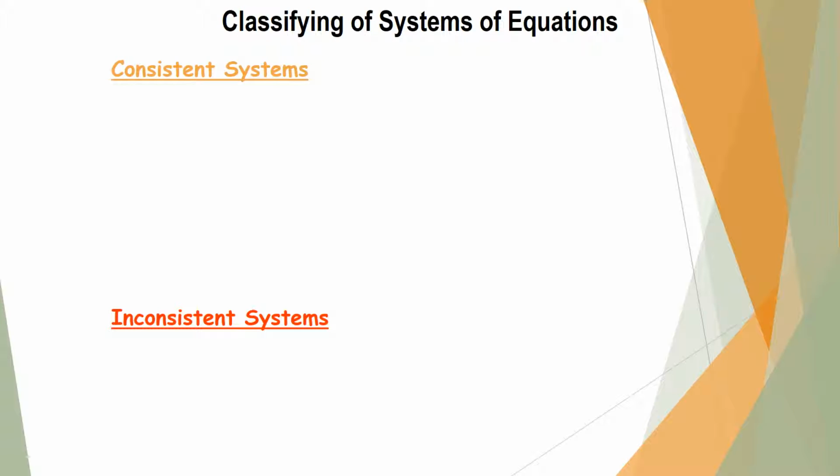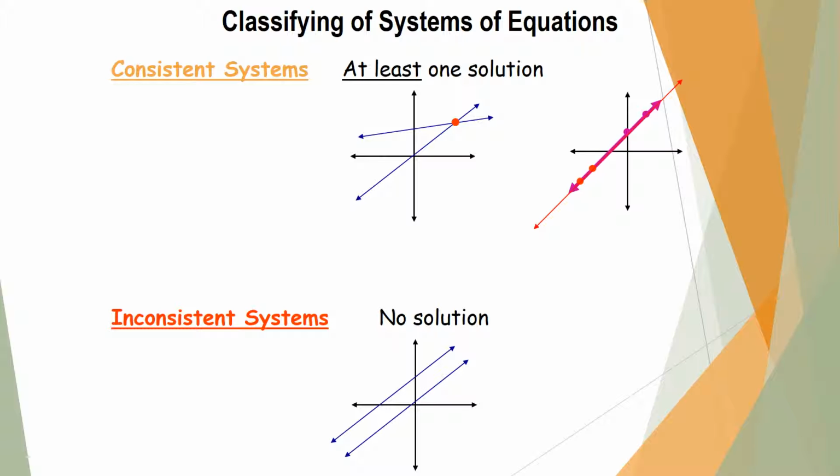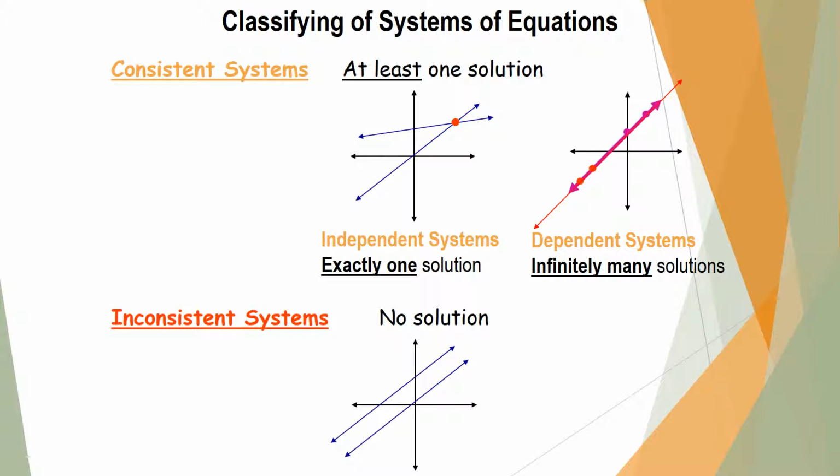There's two ways to classify a system of equations. A consistent system is when you have at least one solution. So this includes the one solution or infinitely many solutions. Inconsistent systems have no solution. So this is when you have parallel lines. Now within the consistent system, you can have an independent system or a dependent system. So this is how we can classify our answers as we are solving systems of equations.